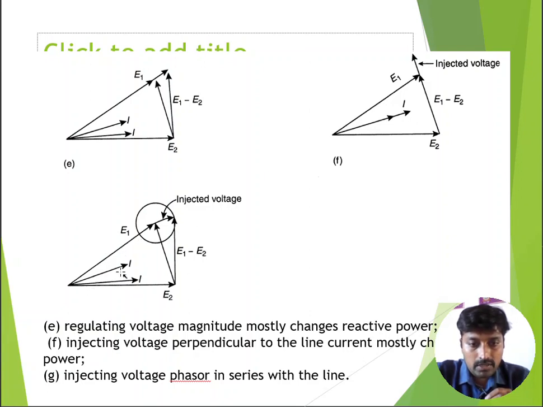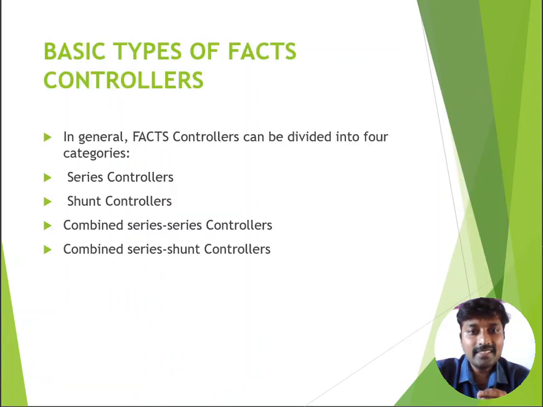G figure. You can clearly observe that we are injecting voltage with a phasor in series with the lines. Here we are injecting voltage with some phase angle relative to the bus voltage. Automatically the angle changes and the magnitude changes. So this is also used to control both active and reactive power. The angle change gives the reactive power compensation, and this is used to control the active power. Injecting voltage like this gives control over both the active power and reactive power.